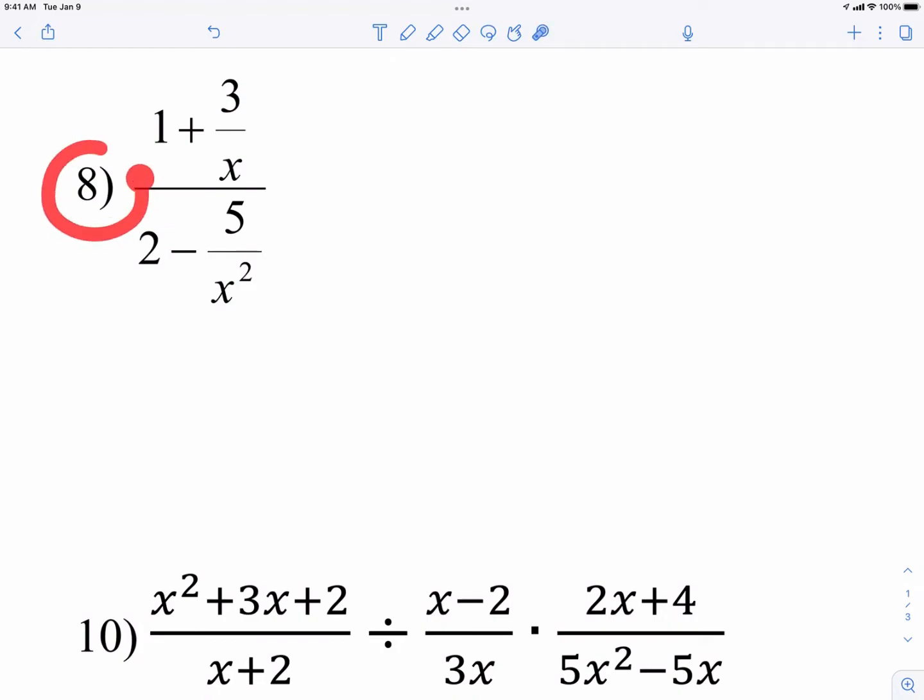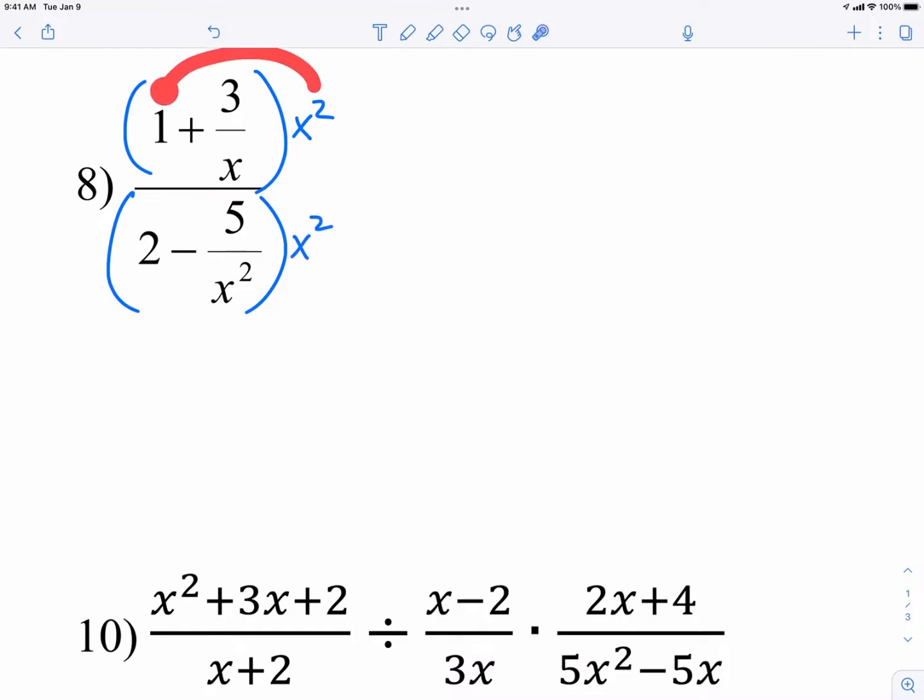All right, here is number 8. We have a complex fraction because we have fractions within a larger fraction. We want to get rid of these smaller fractions, and the way you do that is by multiplying by the least common denominator. So the least common denominator between x and x squared is x squared. So let's multiply everything by x squared, on the top and bottom.